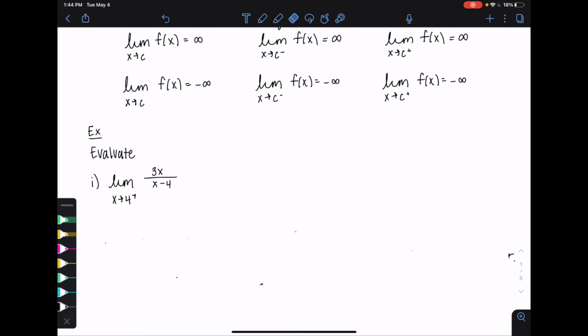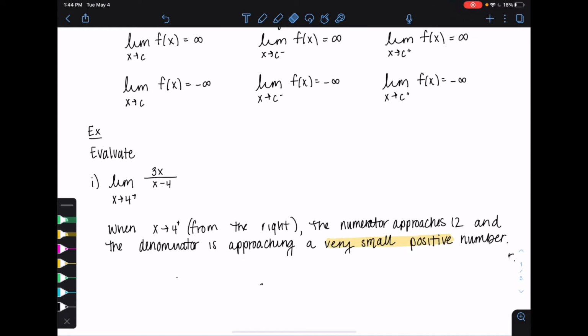I'm going to think about what's happening in my numerator and denominator separately. When x approaches 4 from the right, the numerator is approaching 12, since 3 times 4 is just 12. If I'm on the right-hand side of 4, that means numbers that are bigger than 4, so 4.01, 4.001. x minus 4 would then be positive, but very, very, very small. So the denominator is approaching a very small positive number.